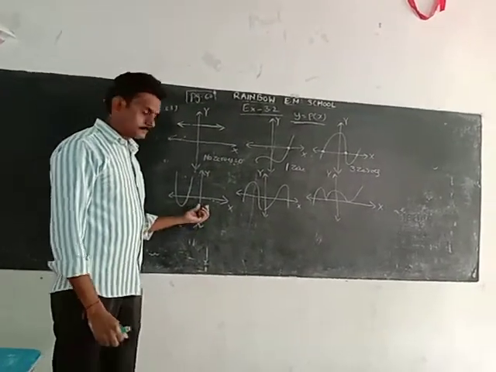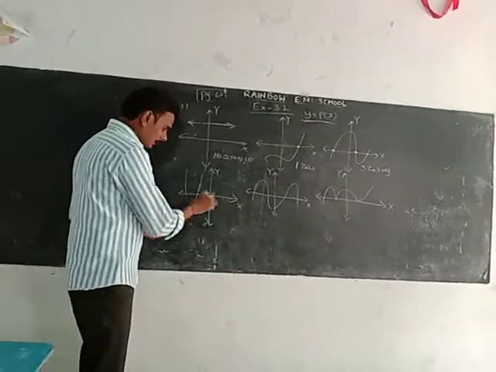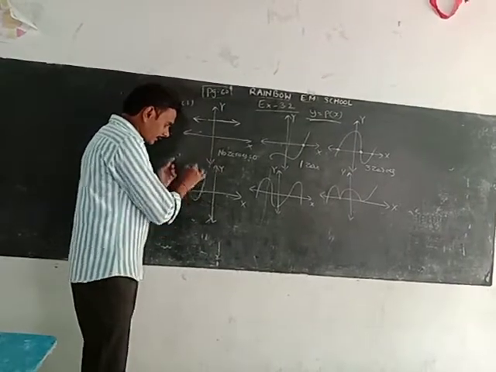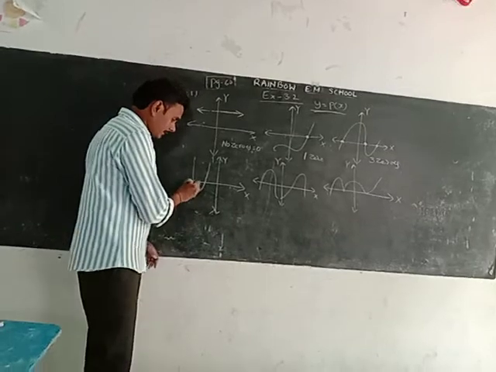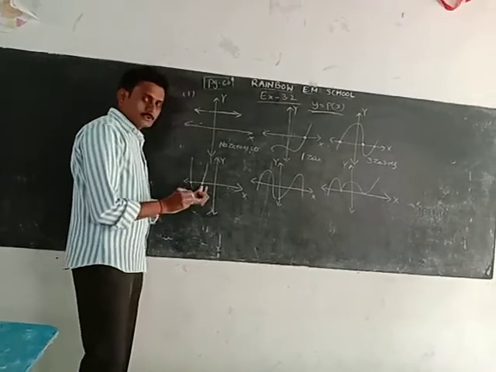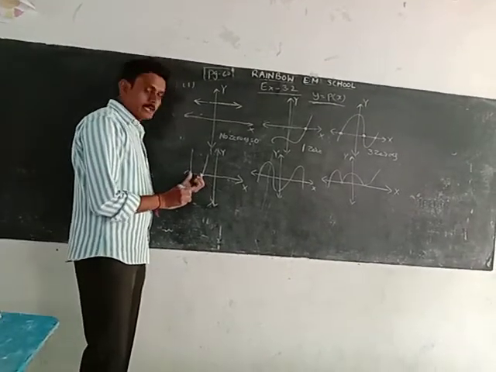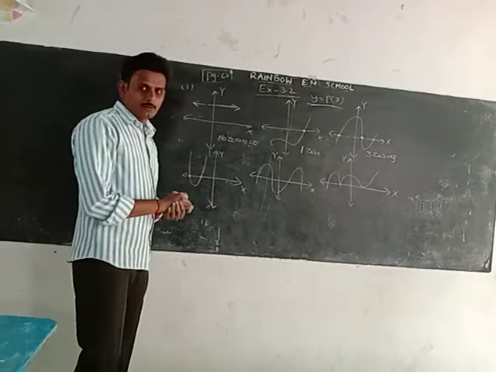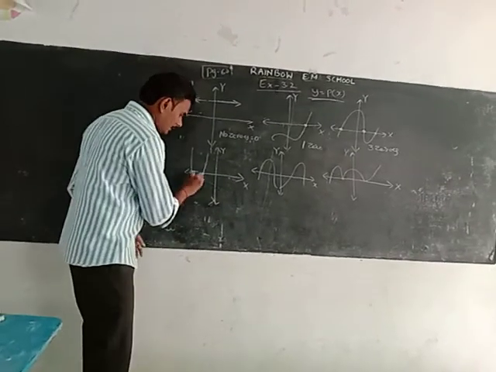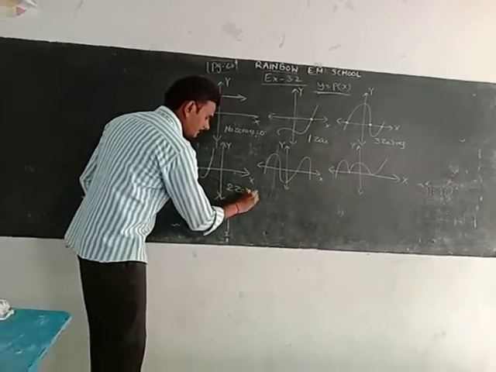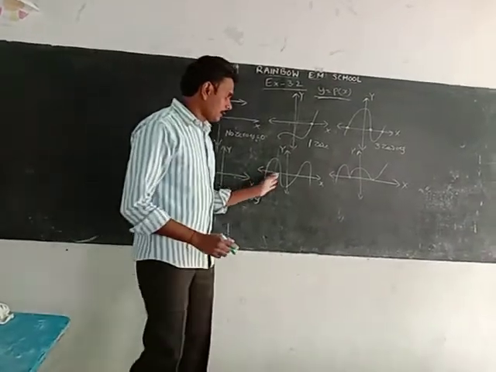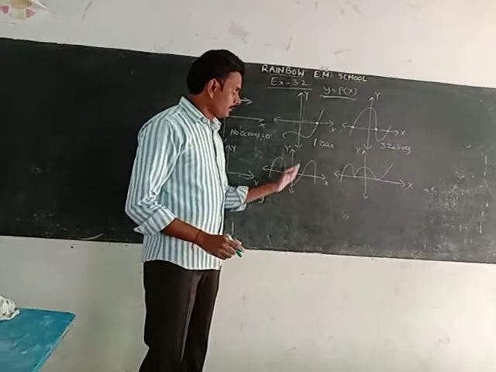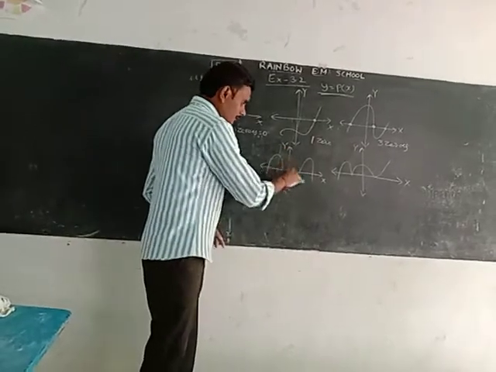Similarly, go for the next question. Fourth question: I draw one curve like this. This touches the x-axis how many times? 1, 2. 2 times touching the x-axis means how many zeros are possible? 2 zeros are possible. Now consider the fifth graph. Here, one curve is drawn like this.